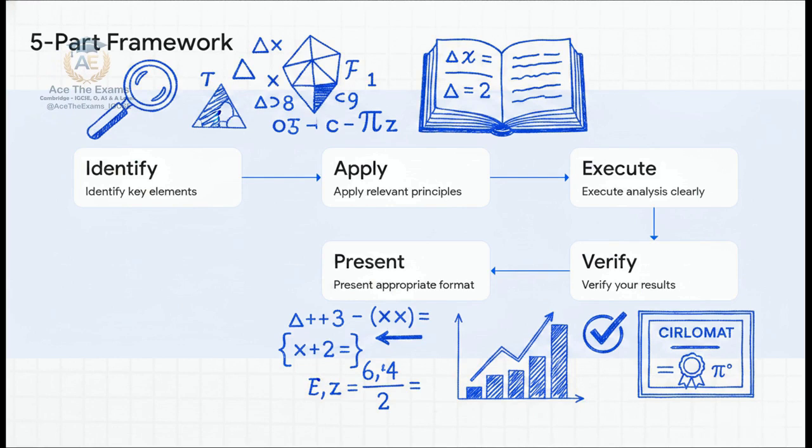Step 1, identify key elements. Look closely at the equation. Are the angles mixed? Is one term a single theta and the other a double angle, 2 theta? You have to diagnose the problem first.